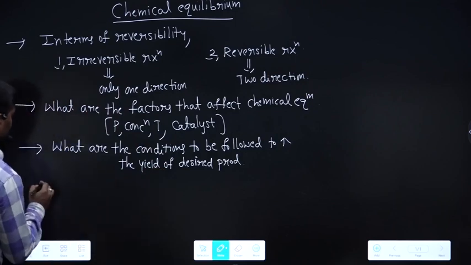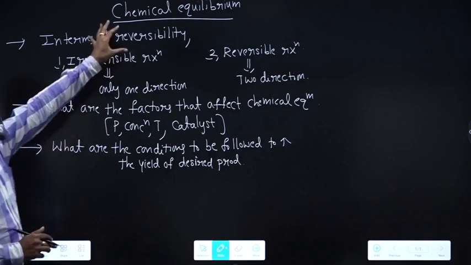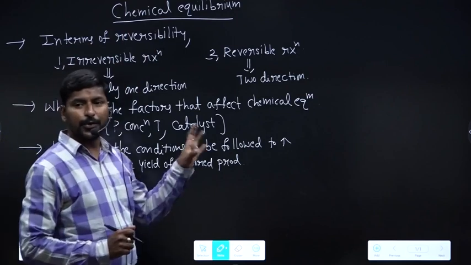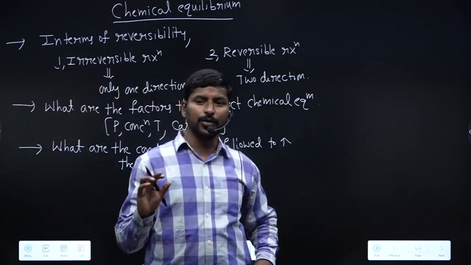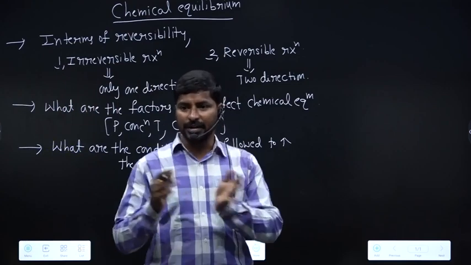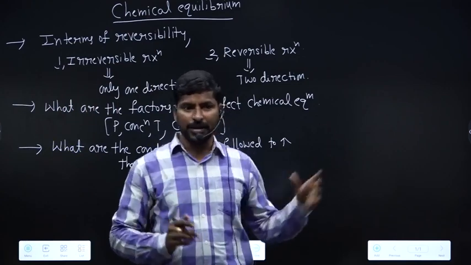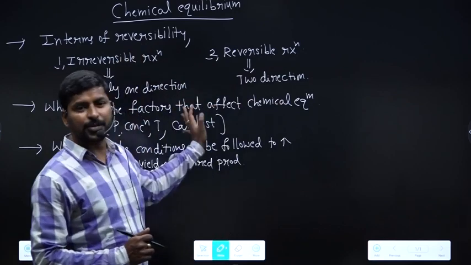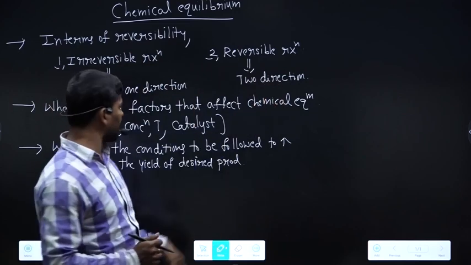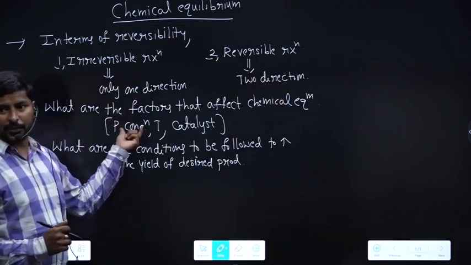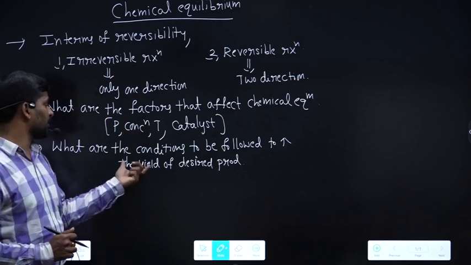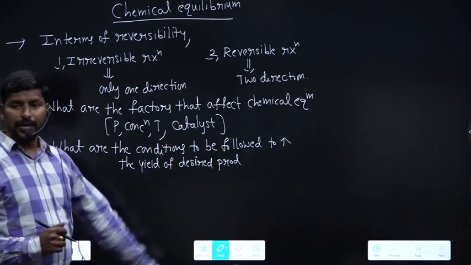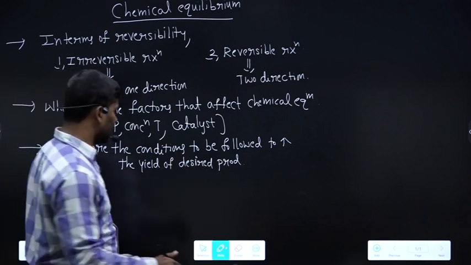Next, based on equilibrium constant, for chemical equilibrium we calculate the equilibrium constant. By using that value we can say whether product concentration is dominating or reactant concentration is dominating. The reaction proceeds in which direction, such information we can get. What are the various factors that affect equilibrium, and what conditions we have to follow to get maximum yield of desired product.